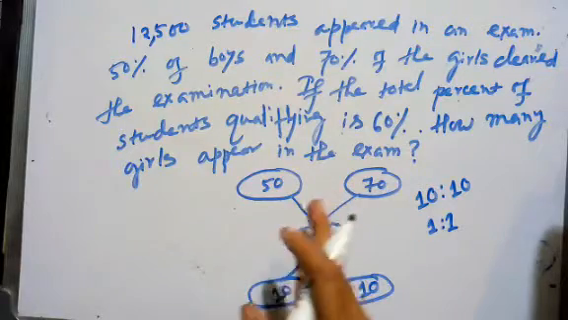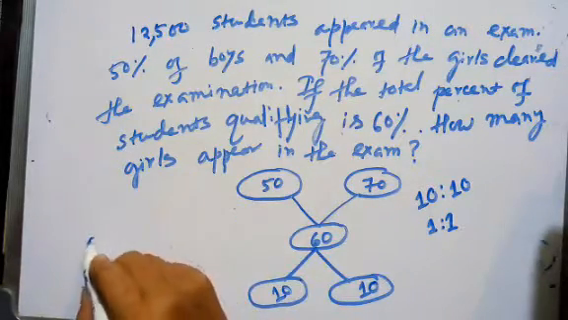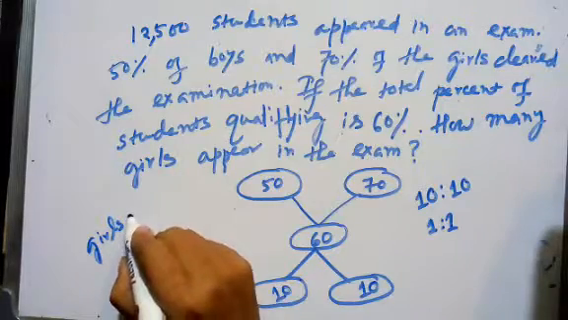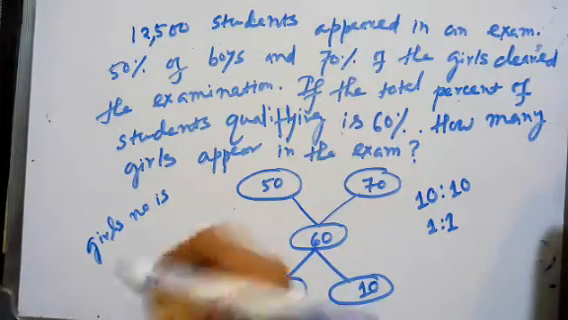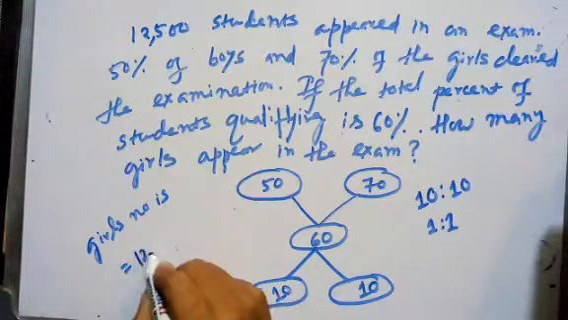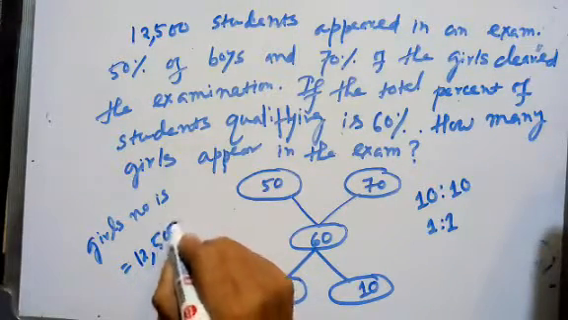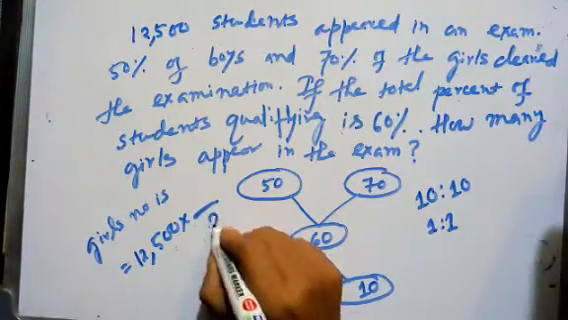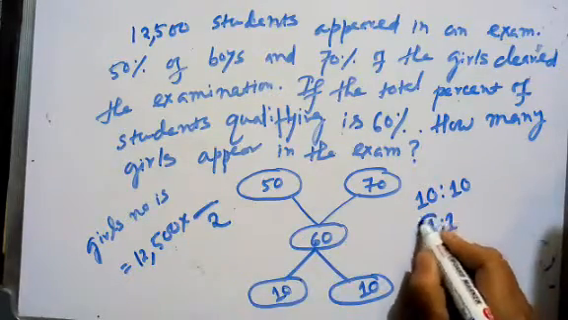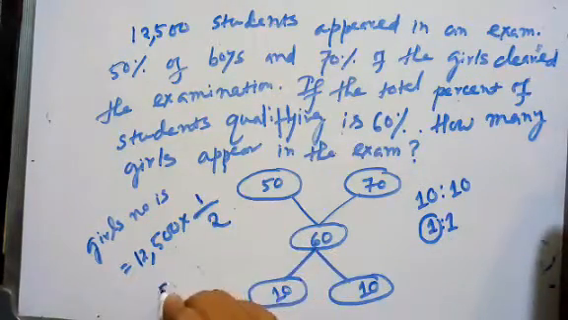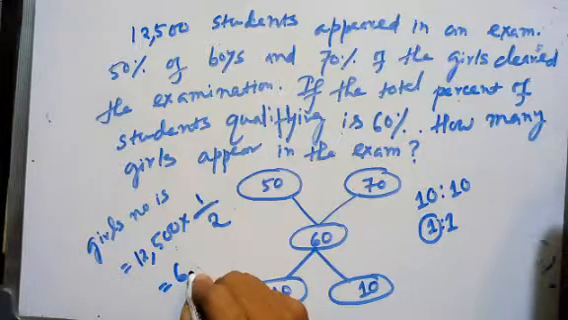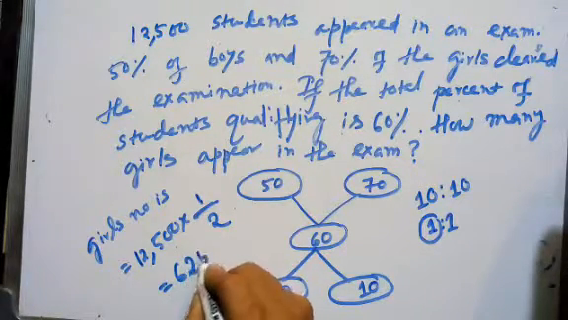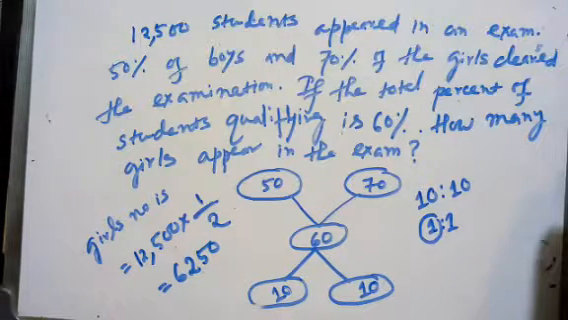Clear? So how many girls? The number of girls is total students 12,500, times 1 over 1 plus 1, which is 2, where the upper part is the portion of girls, that means 1. So 6,250 students are girls. Clear? Hope you understand the math.